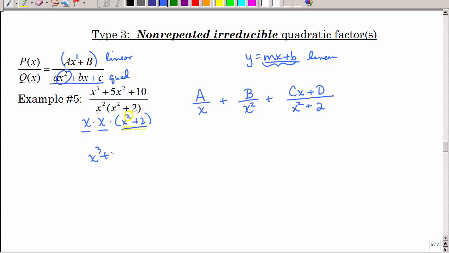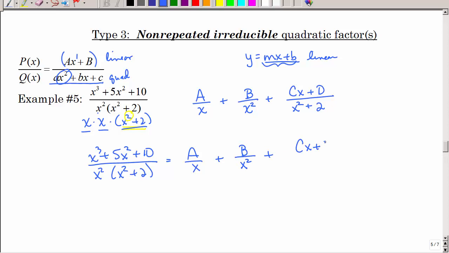So here is our equation. We have x cubed plus 5x squared plus 10 over the denominator, equals A over x plus B over x squared plus Cx plus D over x squared plus 2. And you might want to put that in parentheses to help you remember that all goes together. Once you have that set up, that's the only thing that's different. We're going to multiply through by our common denominator, which is the original one, to get rid of our fractions.